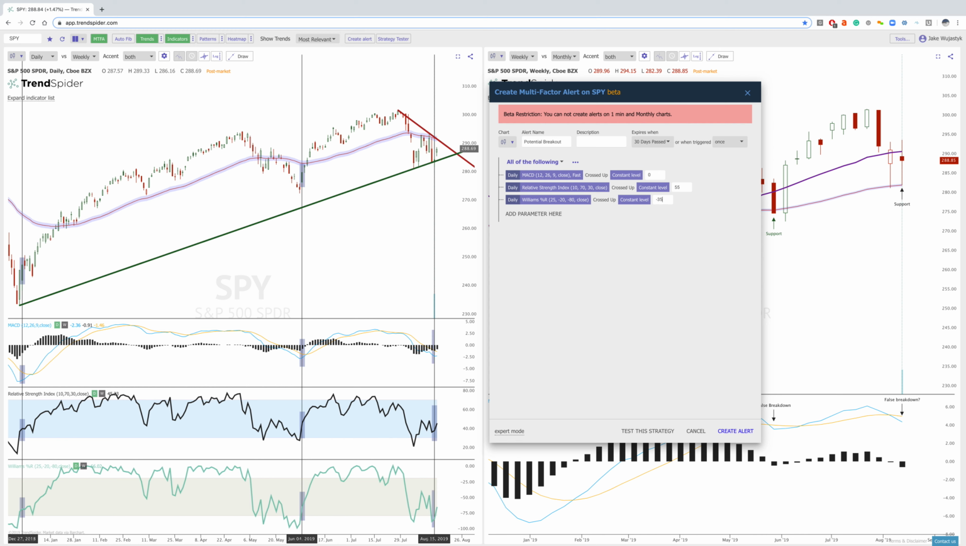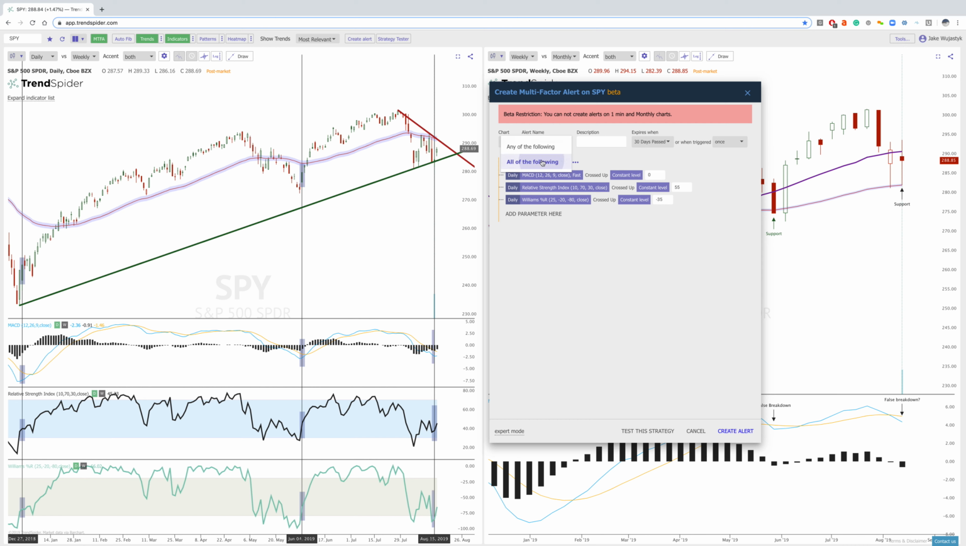So when all of these conditions become true, or if they don't become true, either the alert's going to expire or I'm going to be alerted when all of these things happen at once. So it says all of the following, or let's say that you wanted just one of these to occur. You could also change this to any of the following.